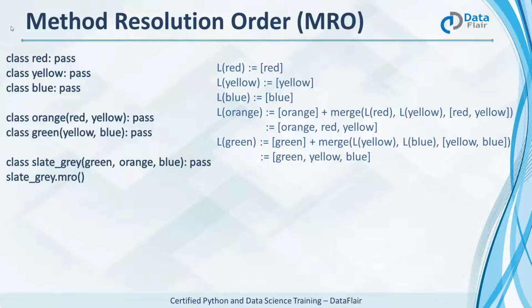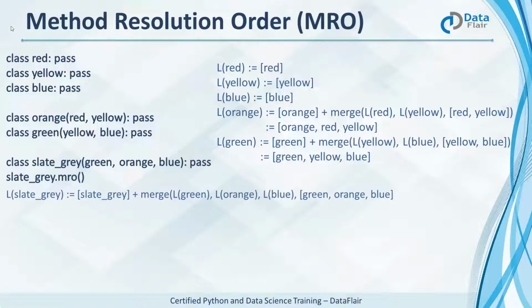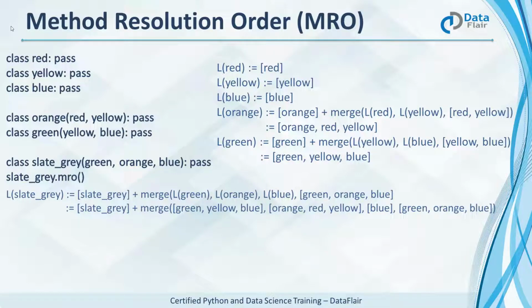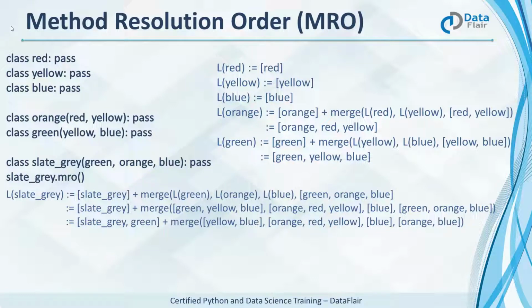And now the MRO for Slate Gray. This is Slate Gray plus merge of the linearizations of Green, Orange, and Blue, and the list Green, Orange, and Blue. This is Slate Gray plus merge of these four lists. Green is a good head because it does not appear anywhere but in the head in the other lists. So we'll take this over to the list holding Slate Gray, and we'll remove this from all other lists.